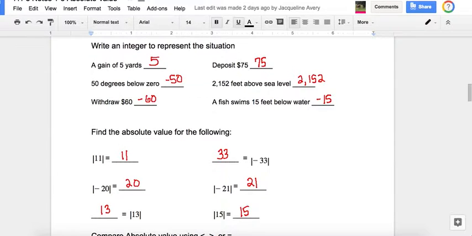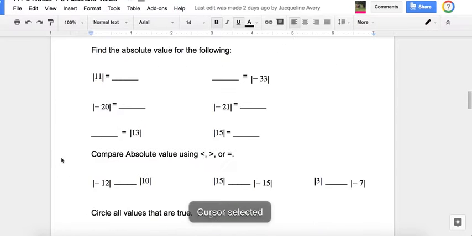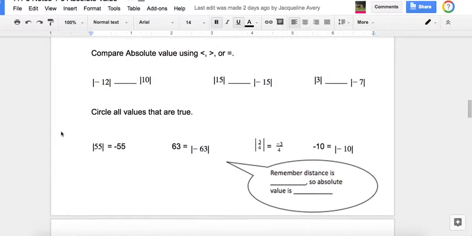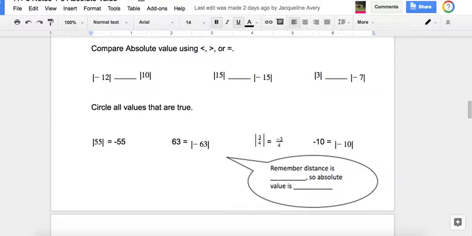Okay, now we're going to compare some absolute values. So in order to compare these, we have to convert them to integers. So the absolute value of negative 12 is 12. And the absolute value of 10 is 10. So now how does 12 compare to 10? Hopefully you were thinking greater, so it points that way. Remember, the end of your arrow always points to the smaller number.